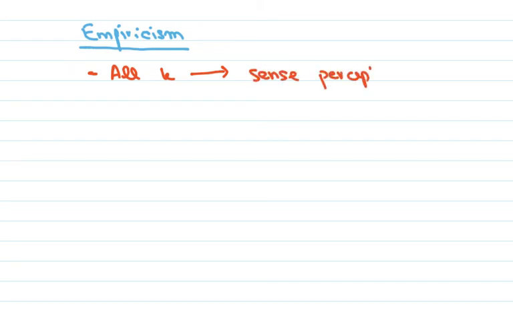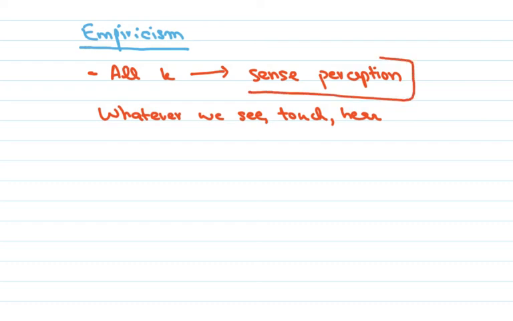So basically, whatever we see, touch, hear, sense, all of these are sense perceptions. So what's happening is that when you're getting this sense perception, you're adding it up until you have knowledge. So this is how you gain knowledge according to empiricism.